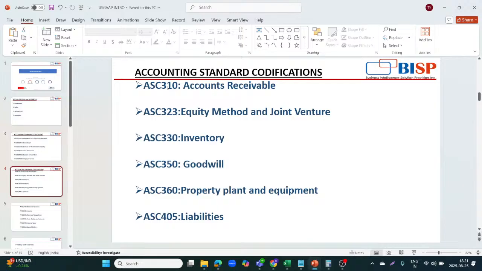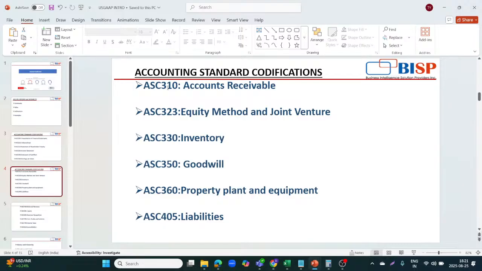There's one more, ASC 305, that is cash and cash equivalents, which is not shown in the slide right now. That standard provides implementation guidance on cash on deposit in financial institutions. This standard, that is 305, also talks about the rules and examples of cash and cash equivalents. For example, what is restricted cash, what is cash in transit, and so on. It will cover various cash and cash equivalents examples.